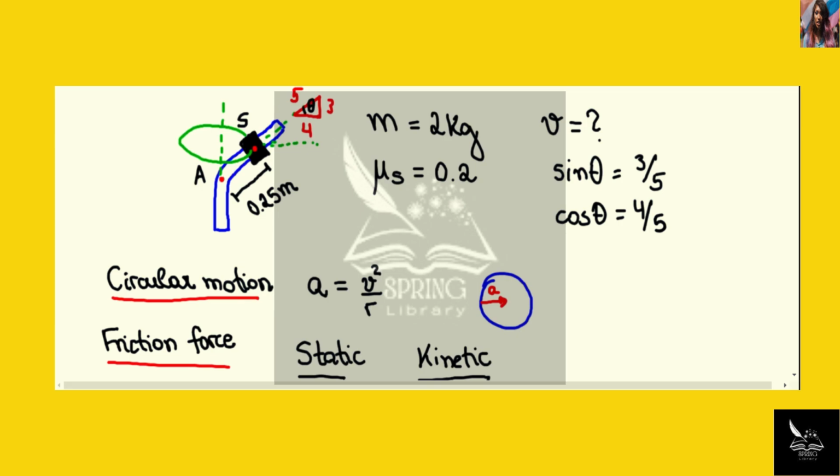Okay, and the radius of the orbit is actually just this distance here. And this distance, r, is equal to 0.25 times the cosine of theta. Okay, this here is theta. So it's 0.25 times 4/5, and that is 0.2 meters.